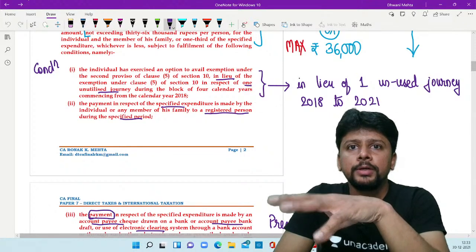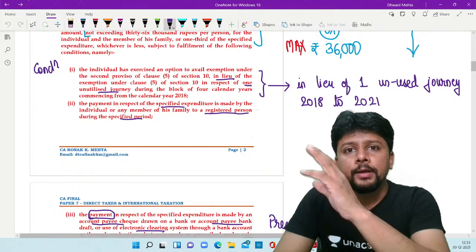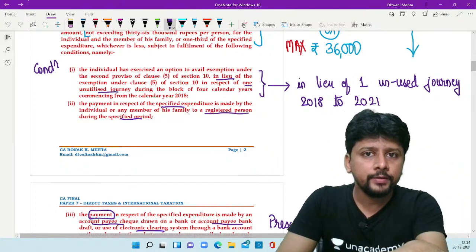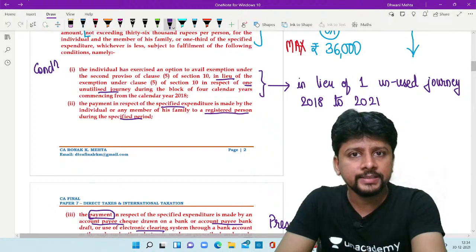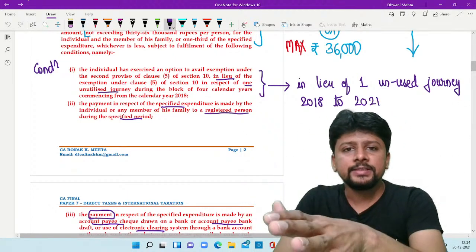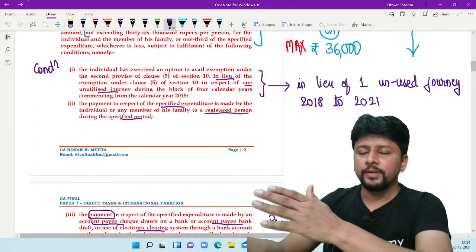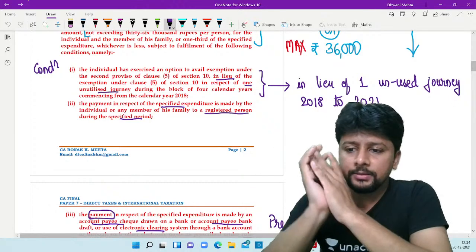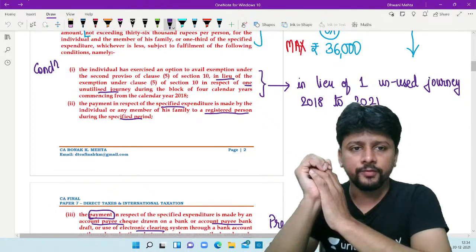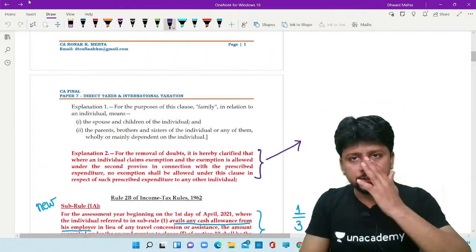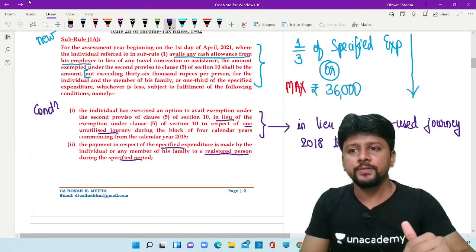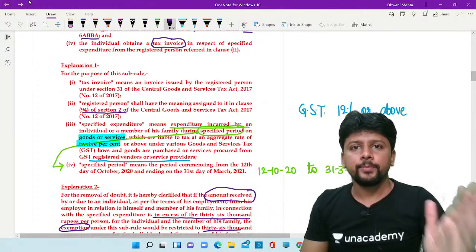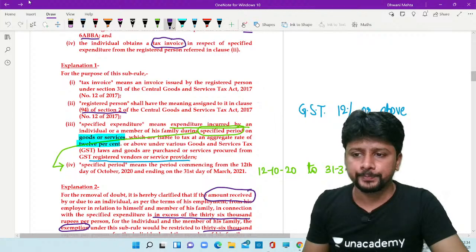But somebody who does not have to incur all those costs would prefer to pay full income tax on the leave travel concession received, and not go for this exemption. Here, by availing the exemption, government has just drafted it in its own favor, and therefore many people criticized it also. So this is your first amendment, section 10, clause number 5, leave travel concession. You have to incur specified expenditure, you have to buy goods or take services where GST component is 12% or above. But you have to do it in this gap, October 2020 to March 2021.